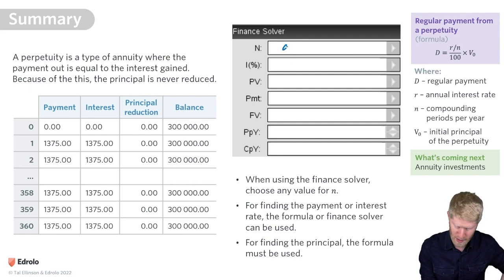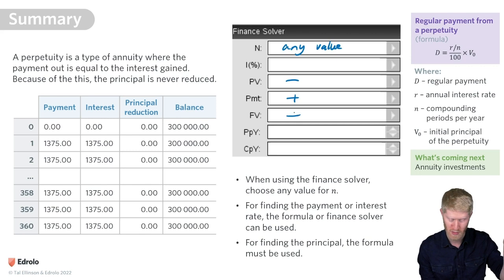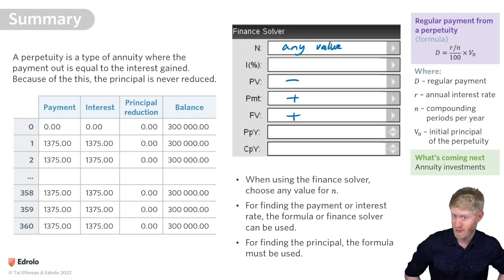Remember that for N, you can use any whole number. Interest rate, the present value, we give the money. It's negative. Payments come to us. At the end, if we close up shop, the money would come to us as well. I'll see you next time for annuity investments.